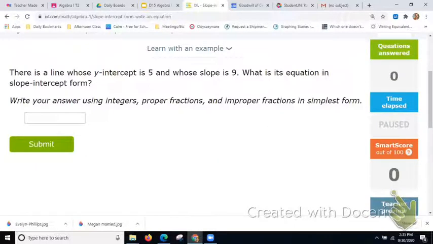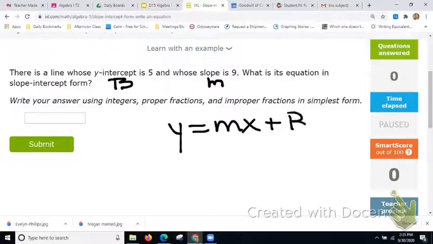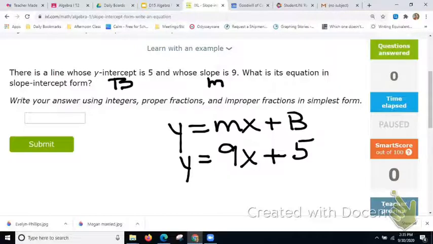All right, so I went over to IXL S9, and I see this first question they gave me says there's a line whose y-intercept is 5, so you have to pay attention. They told me the y-intercept first. That is the b. And the slope is 9. That is the m. So remember, y equals mx plus b. The one that's the slope goes with the x. So this would be 9x plus 5. So even if it's a positive, we need that sign there so that it doesn't just run into the 9x.